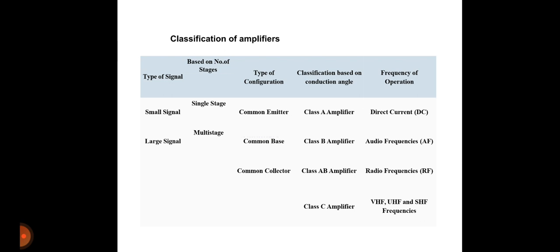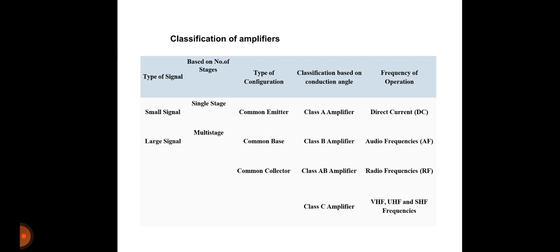Amplifiers are classified according to many considerations. Based on number of stages, there are two types, single stage amplifier and multi-stage amplifier. In single stage amplifier, a single transistor is used and it provides single stage amplification. Whereas in multi-stage amplifier, it uses more than one transistor and provides multi-stage amplification.